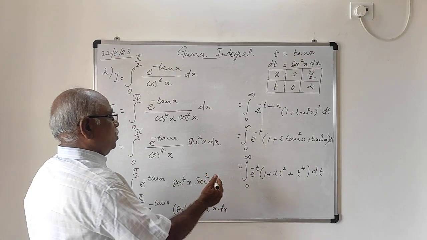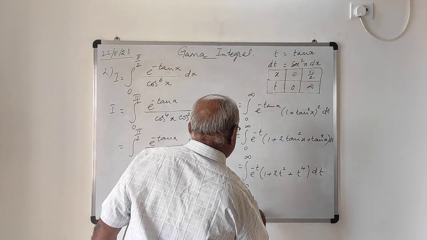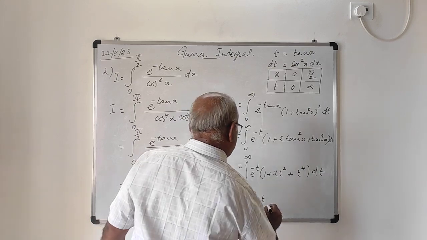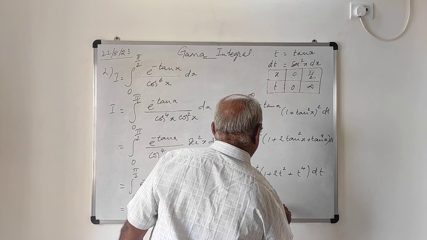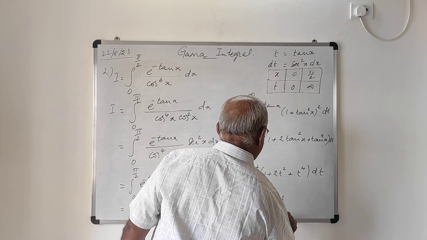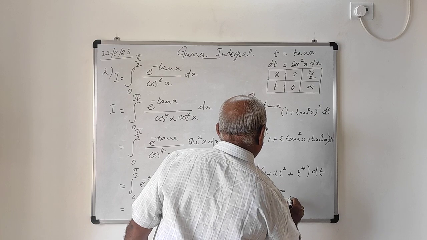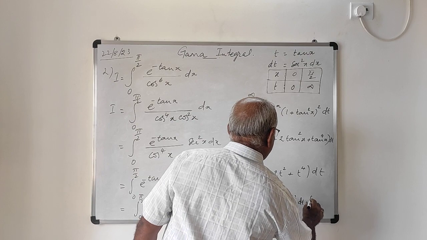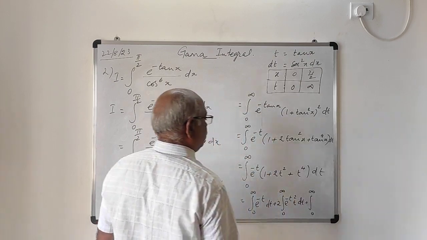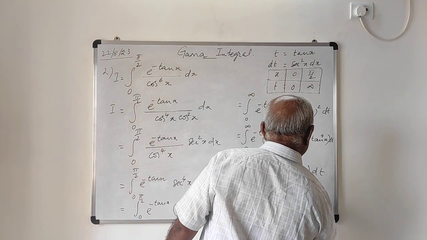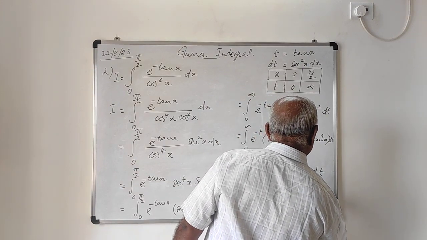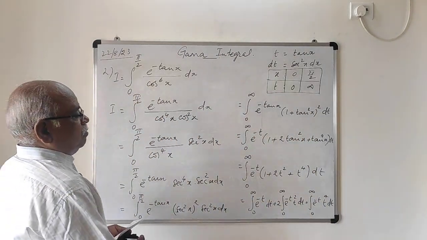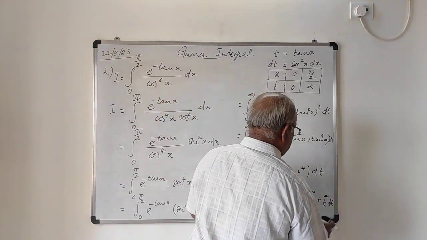Now we are going to split this into three integrals: integral 0 to infinity e power minus t dt, plus 2 into integral 0 to infinity e power minus t into t square dt, plus integral 0 to infinity e power minus t into t power 4 dt. So the problem splits into three integrals.